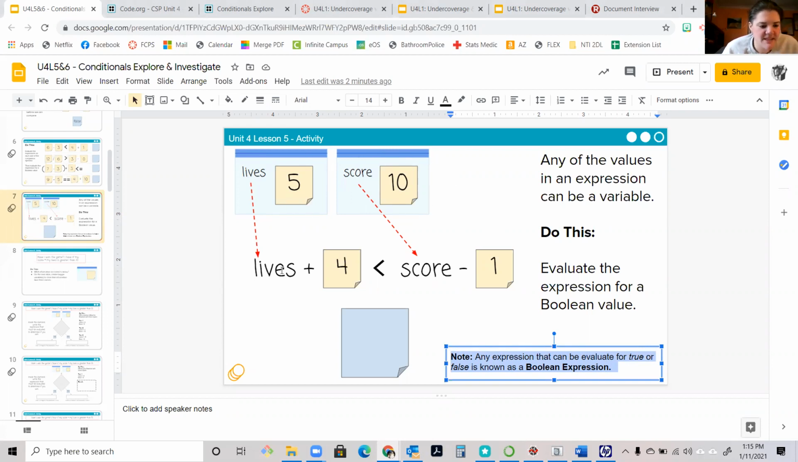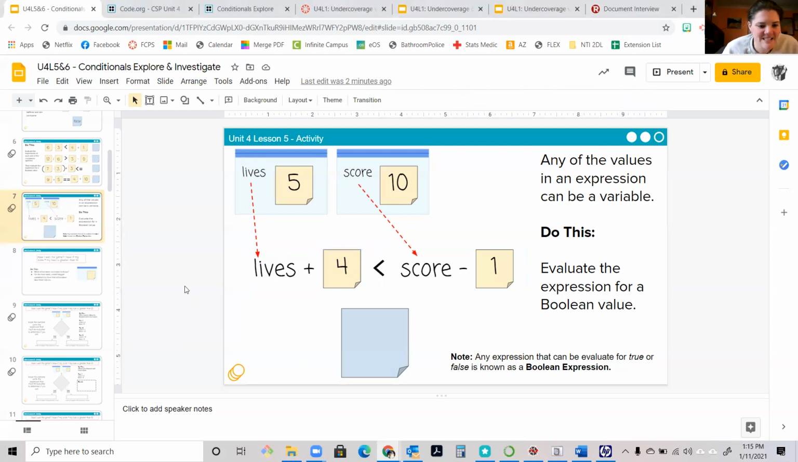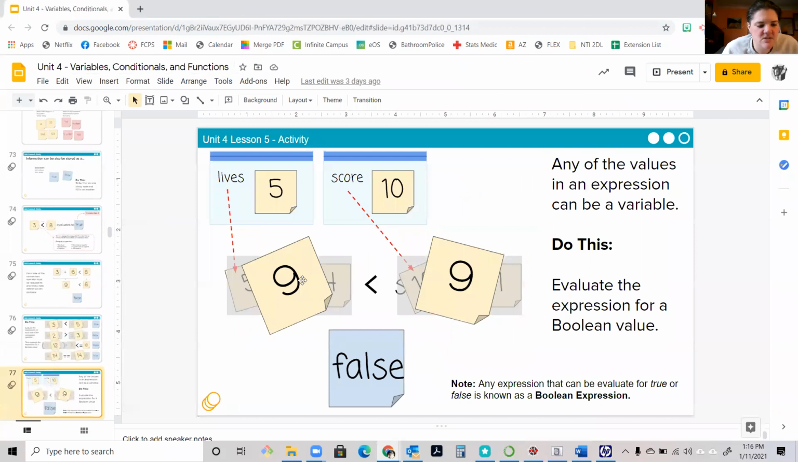So we'll plug in the 5 for lives. So we'll have 5 plus 4 gives us 9. Then we'll have 10 minus 1 also gives us 9. And so we would read 9 is less than 9. Here it is with our simplifications. 5 plus 4 is 9, is less than 10 minus 1 is 9. Well, 9 is not less than 9, it's the same as 9. So this would evaluate as false.